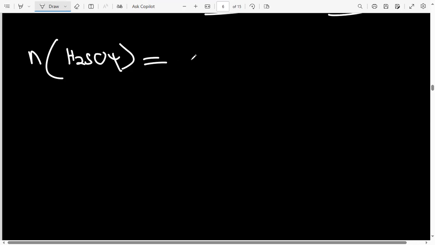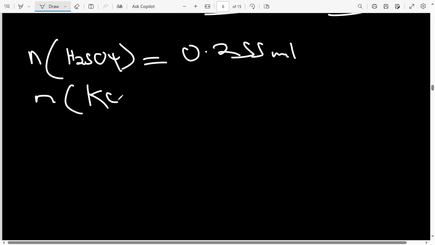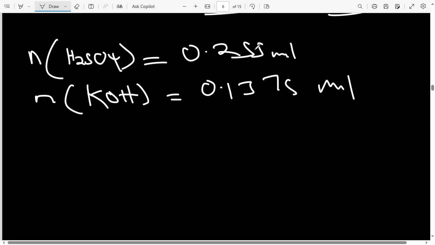So what were the moles of sulfuric acid that we found at first? We found the moles of this were 0.255 moles, right? And then what were the moles of potassium hydroxide? We found the moles of potassium hydroxide to be 0.1375 moles. So we have to find how many of these 0.255 moles of sulfuric acid reacted with this.